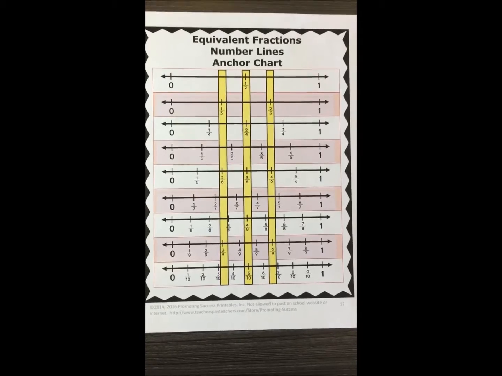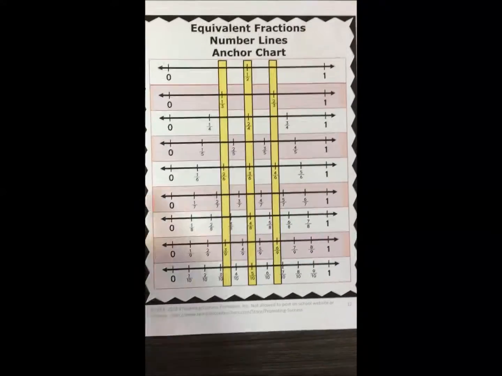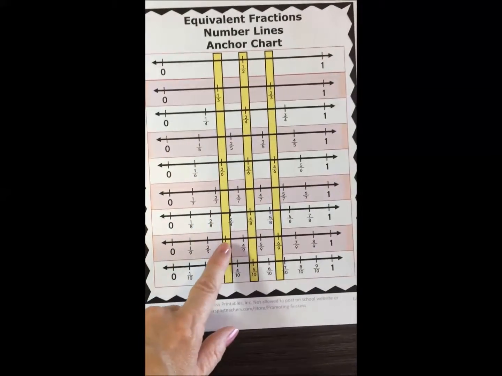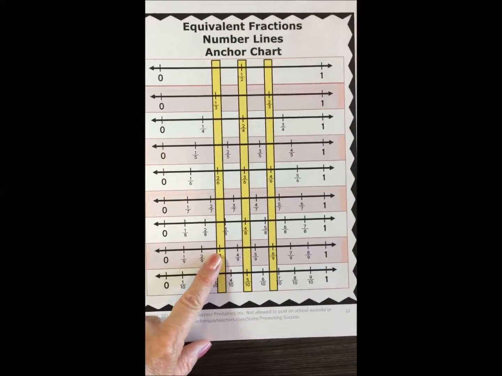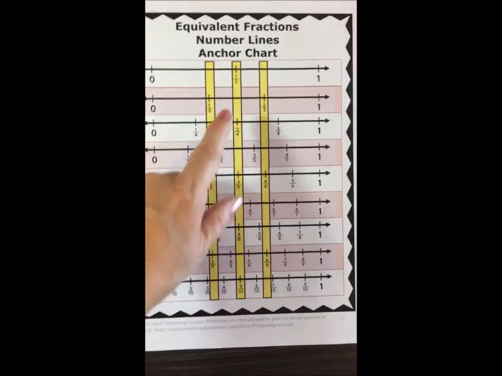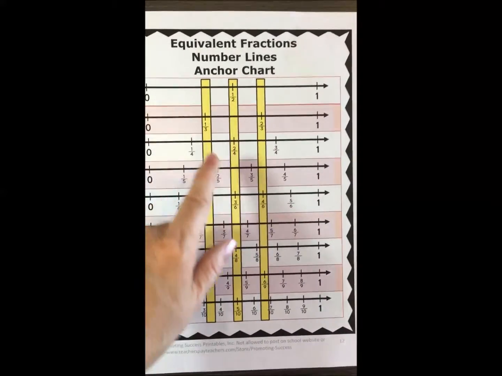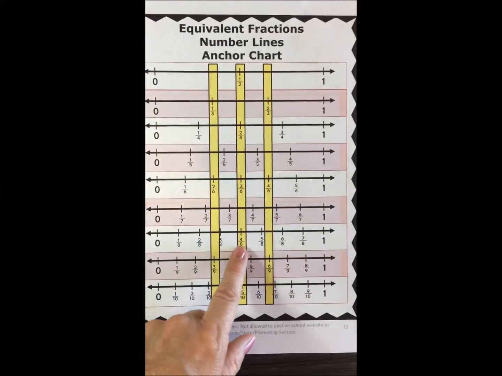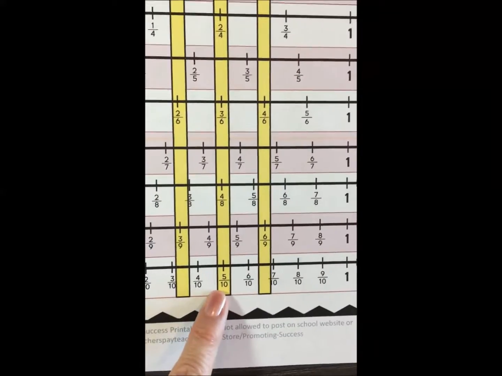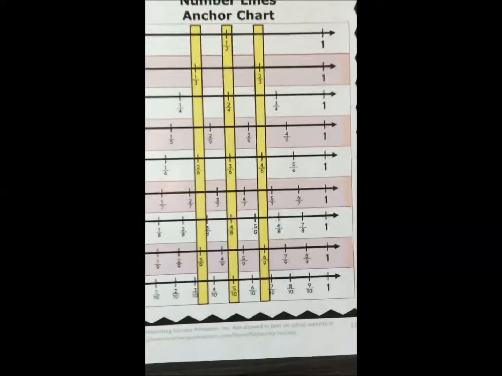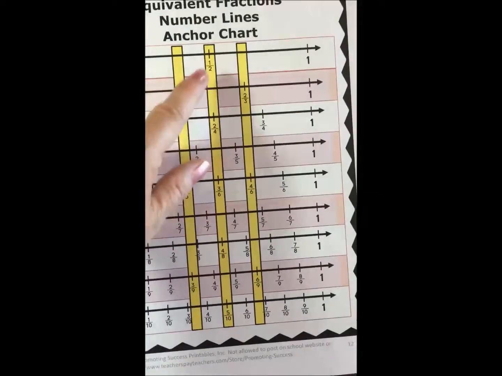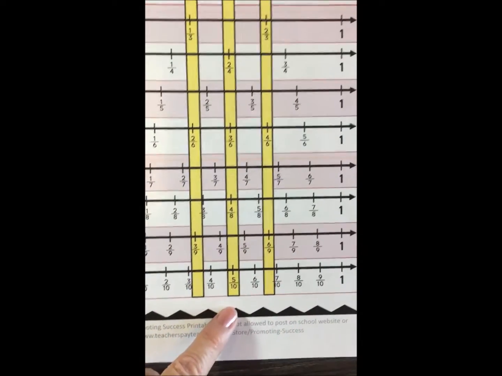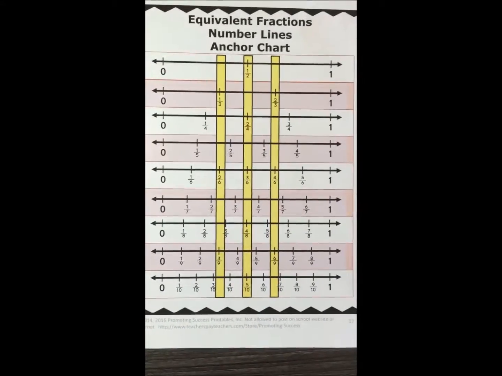On this number line chart, we have drawn a yellow line to show where some of our lines line up, similar to the visual models we just did. So if we look at 1/2, it lines up with 2/4, 3/6, 4/8, and 5/10. Therefore, all of these, 1/2, 2/4, 3/6, 4/8, and 5/10, are equivalent.